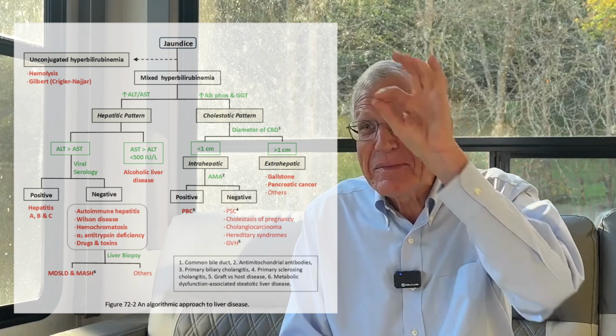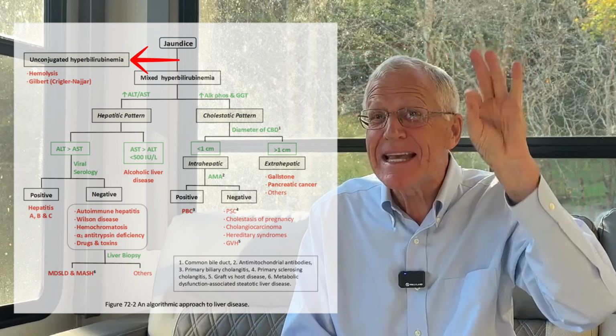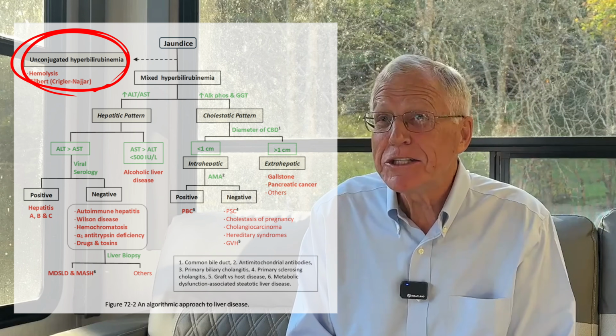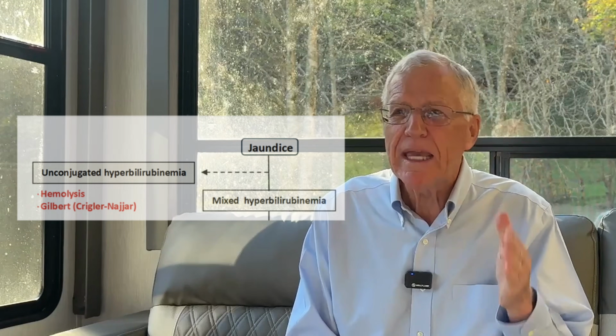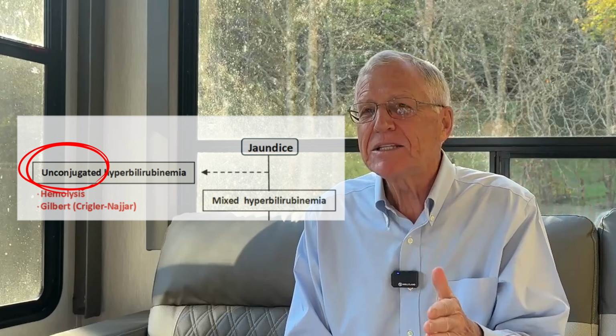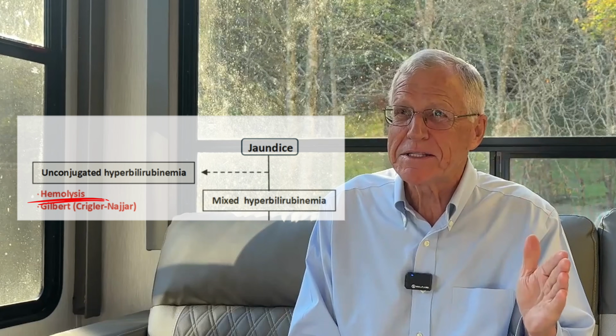But look at the algorithm. There's a little step before that that says, is this unconjugated hyperbilirubinemia? Man, you missed that first step. You're never getting back to it. You just have to build the discipline to say, when it's over 80% unconjugated, it's either Gilbert's disease or hemolysis. So first rule of algorithms, don't miss the first step. You'll never find your way back to land.